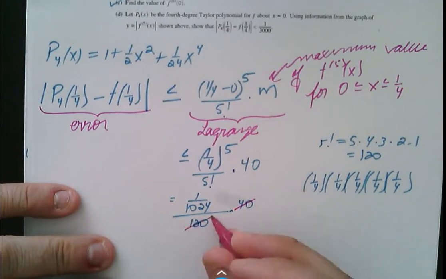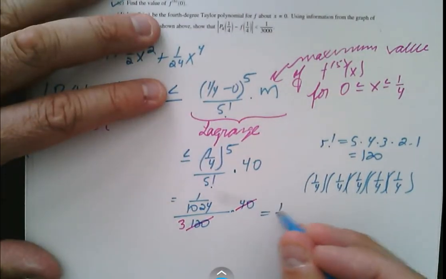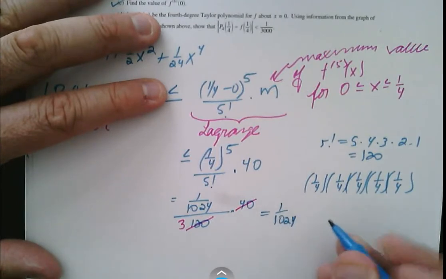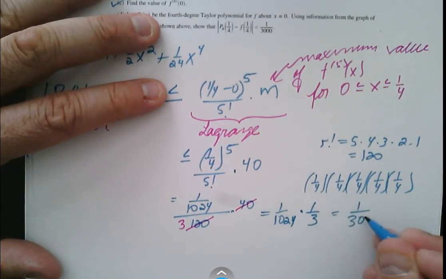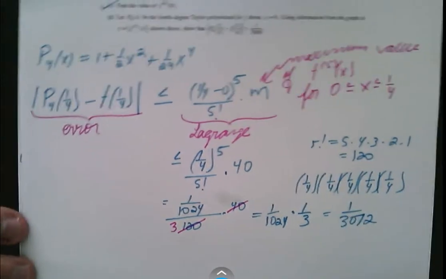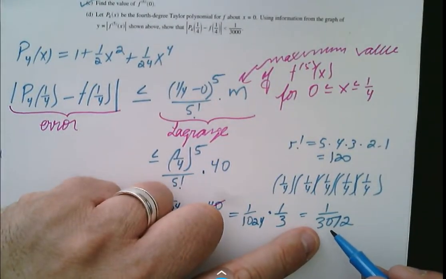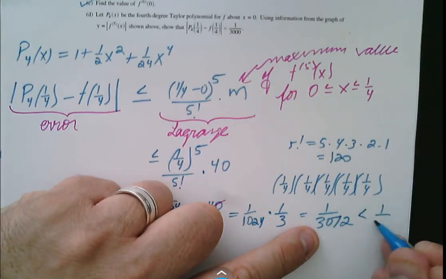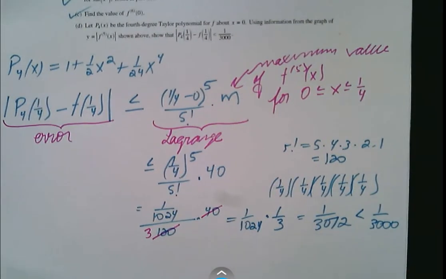There's a common factor here of 40. I can cancel those out. So I've got 1/1024 divided by 3. It's the same as 1/1024 times 1/3. That's 1/3072. Because 3072 is greater than 3000, this fraction has to be less than 1/3000. That's the work that I'd have to do.